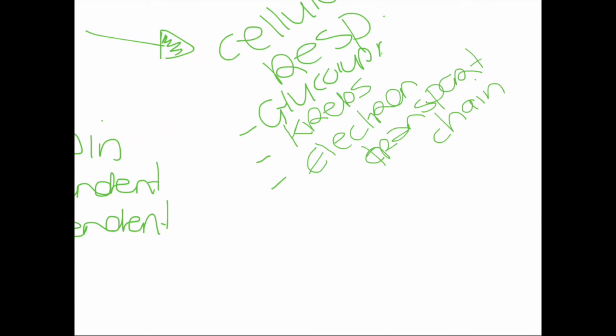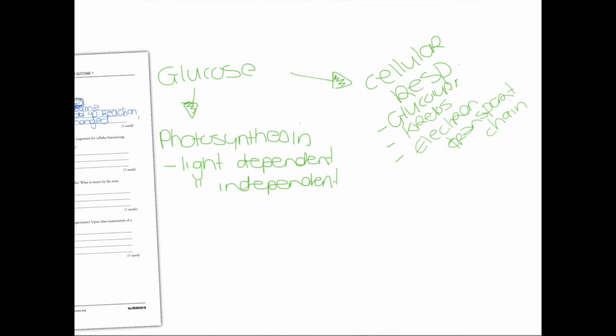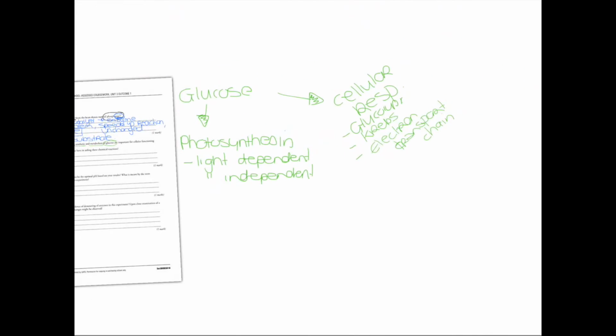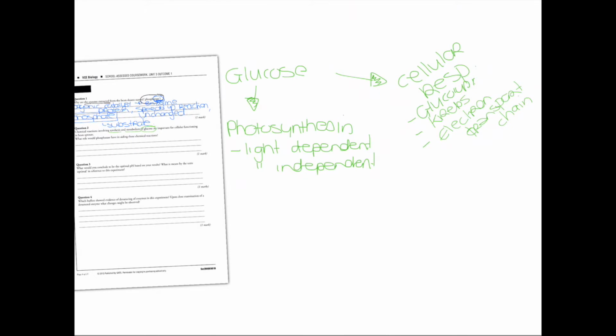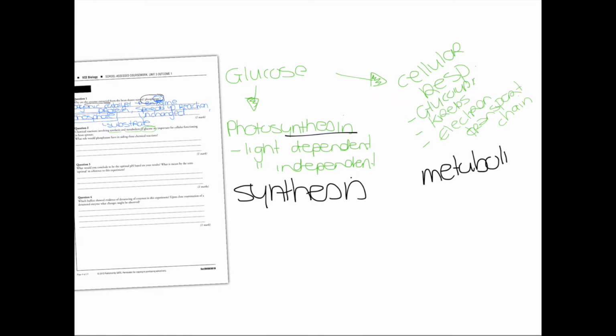So you'll definitely need to know those different sections of those equations or reactions. Very important. Okay, so when we refer back to the question and it's talking about the synthesis, that's photosynthesis, hence its name, and then cellular respiration is metabolism, which in this case is referring to the breaking down of glucose. What role would phosphatase have in aiding these chemical reactions?